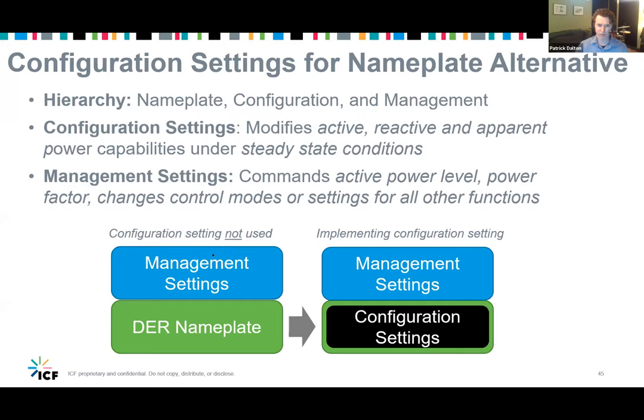So if we look down here at the bottom of the screen, if we're not using a configuration setting, the nameplate really dictates the DER capabilities, and the management settings could actively, through a control system, either local or remote, modify the active power output. On the other hand, if we are using the configuration settings, that essentially replaces the nameplate ratings. And what the management settings would then be modifying would be starting at that configuration setting point rather than the nameplate. So that's how these three different concepts might interact. It's certainly possible to just implement a configuration setting or just a management setting, but it's also possible to use all three at the same time.